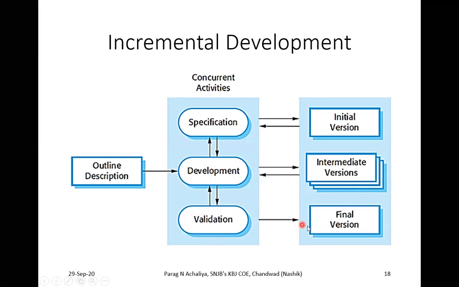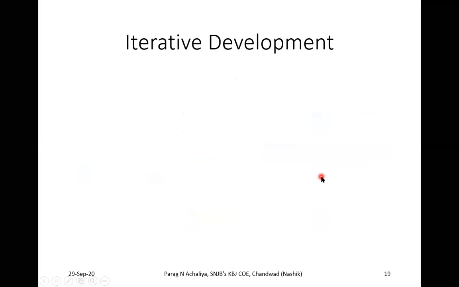And at the end, when you combine all the specification, development and validation in this single product, you will get the final version, and that final version will be ready for release and will be available for the user or the customer. So this is the continuous increment, from this phase to the middle phase, and from the middle phase to the final version. This is what your incremental development is.